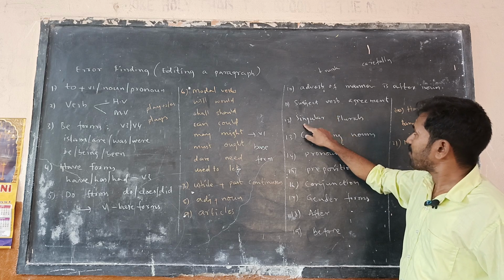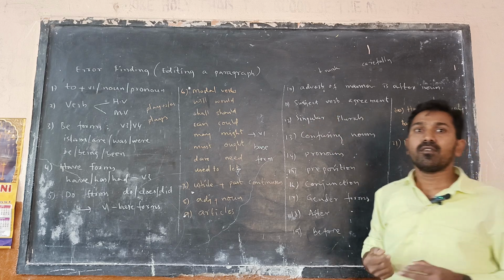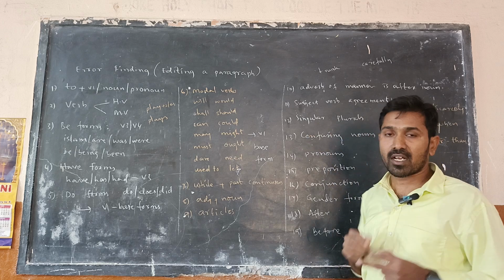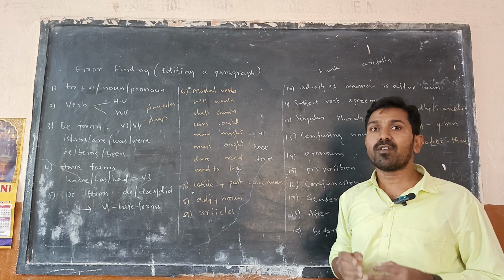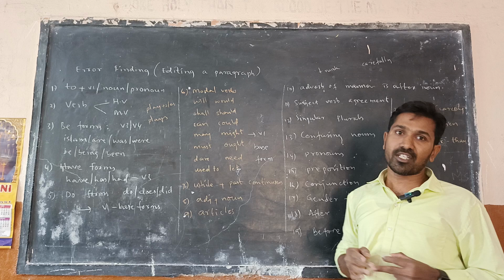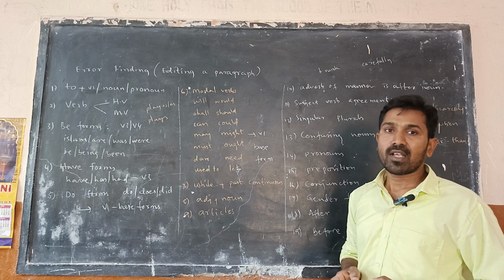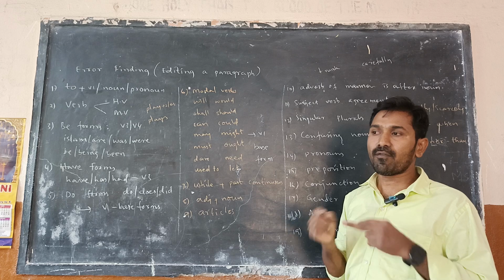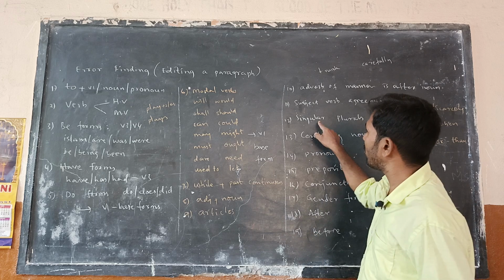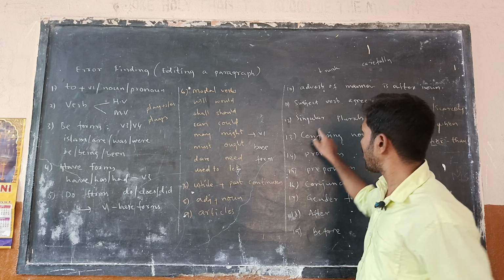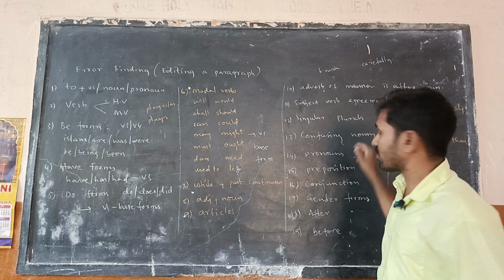Next, singular plurals. You need to see the context whether singular is required or plural is required. And some words will be there like luggages. There won't be any luggages. Furnitures won't be there. Intentionally they give furnitures, but you have to correct that it is not furnitures, it is furniture.